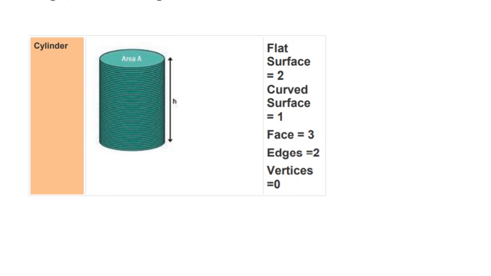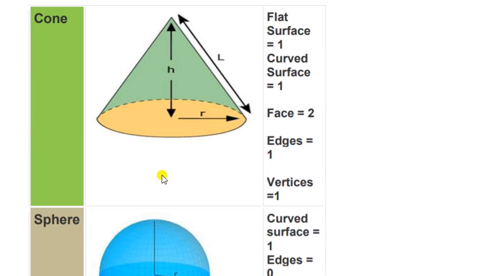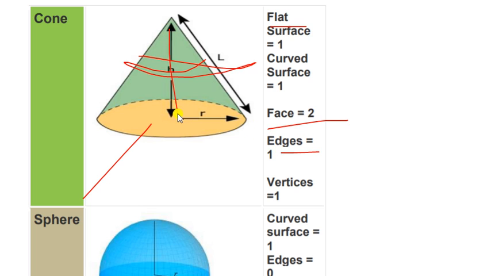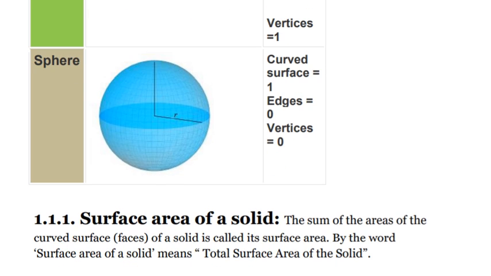Now next is the cone. One example is a birthday cap. See here, flat surface, exactly one: this base is the flat surface, and the top one is the curved surface. Clear? And the number of faces, definitely two, because one is a flat surface and another is a curved surface. The number of edges is exactly one, and vertices one. You can easily identify this is the vertex of the cone. Clear? This is the cone. One more example is the sphere, because we have to discuss only these three: sphere, cone, and cylinder.